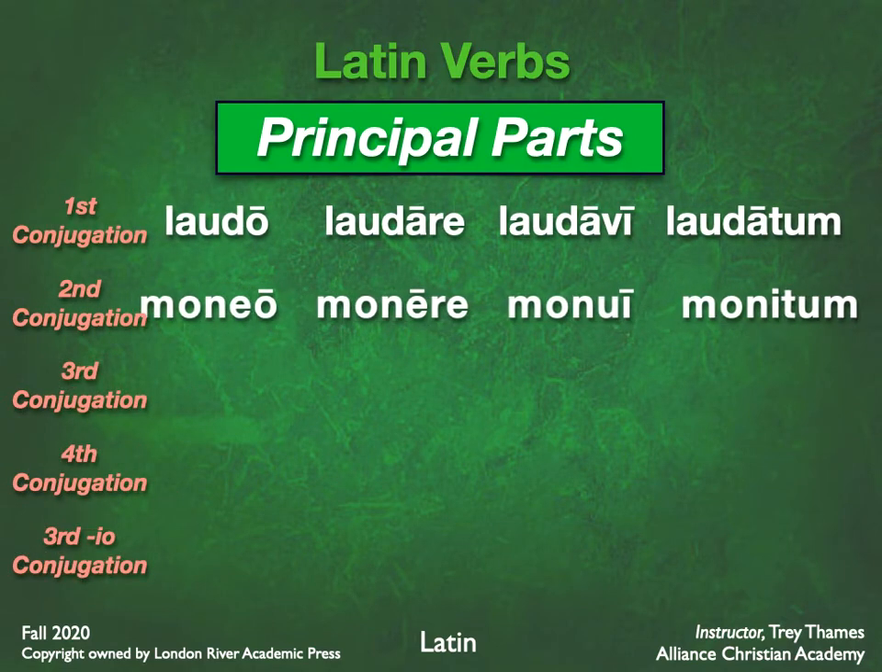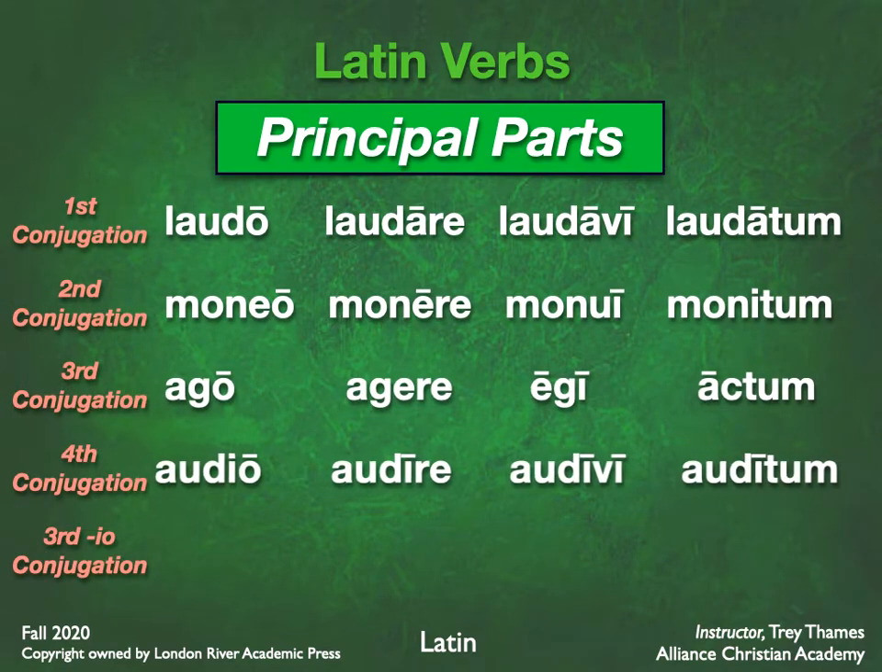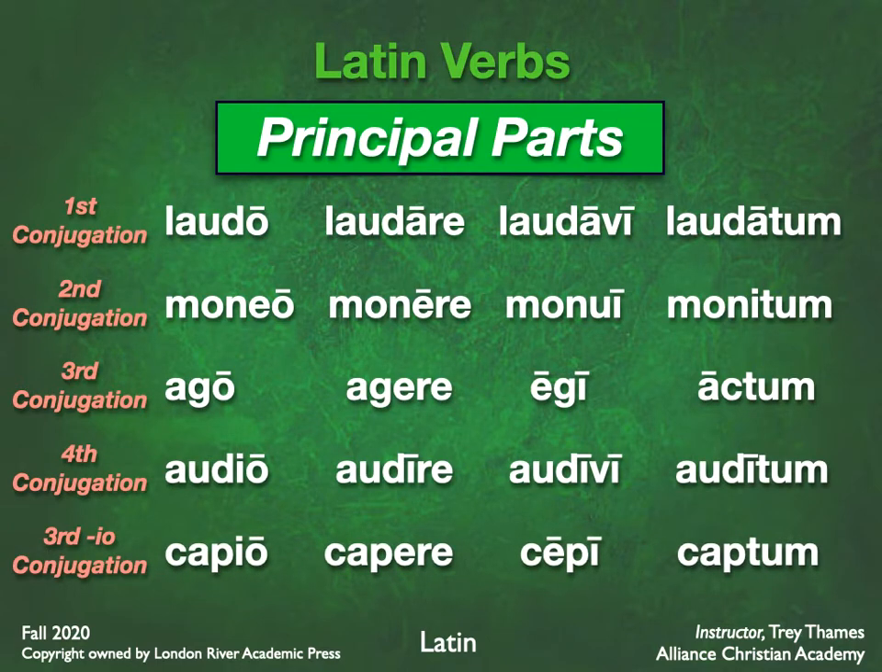First conjugation, our paradigm verb, in other words, the verb that helps set the pattern for us. We looked at laudo, laudare, laudavi, laudatum. So all first conjugation verbs basically look like that form. They have that long A in the second principal part, laudare, long A. Second conjugation, moneo, monere, monui, monitum. Again, long E in that second principal part.